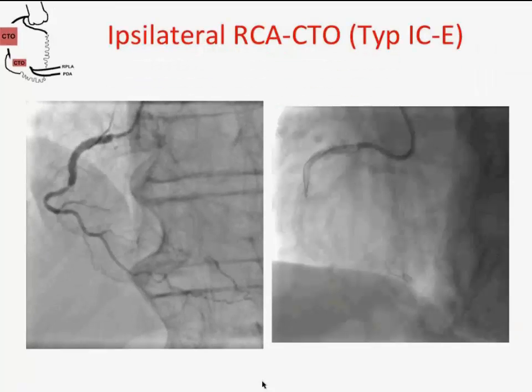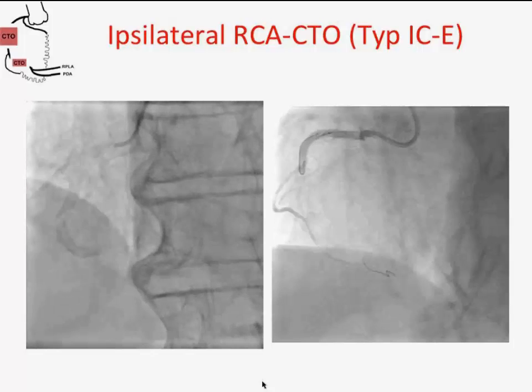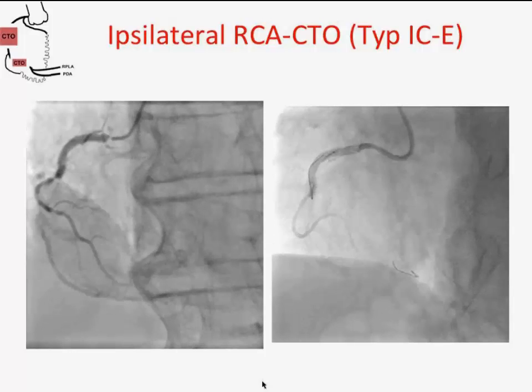So one question that came through regarding the contrast. So some people are saying that using retrograde you might save contrast, but sometimes crossing the collateral with contrast might take some.